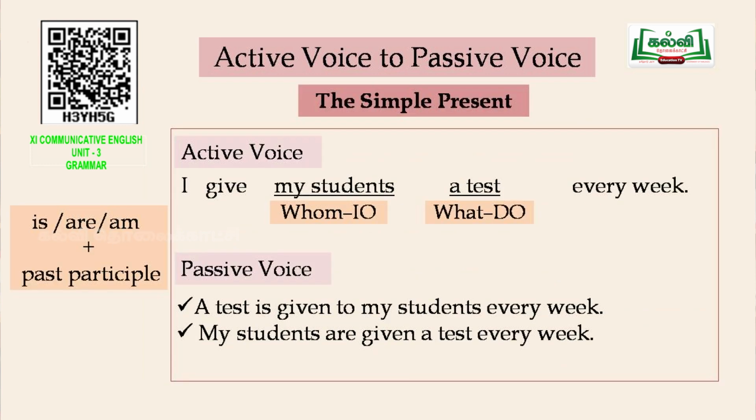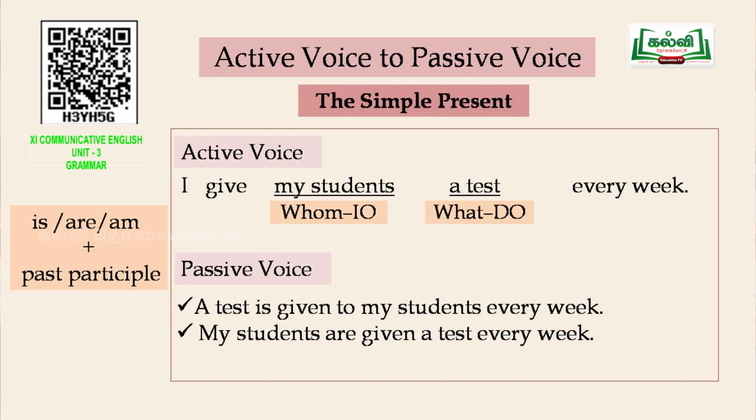Now sentence 1. I give my students a test every week. So naturally I is the subject, give is the verb. I give who? My students, indirect object. I give what? A test, direct object. So when I convert it into the passive, I word it this way. I give my students what? A test. So I start with the direct object. A test is given to my students every week. When I consider the indirect object, my students are given a test every week.